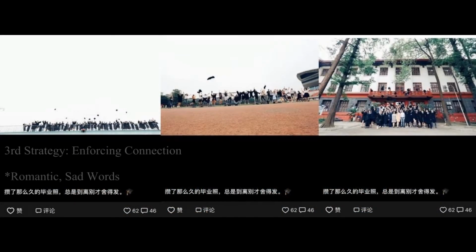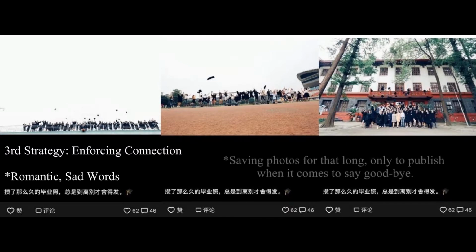Third strategy, enforcing connection. As shown in the pictures, I used some romantic sad words to explain these photos. Around graduation, this content successfully encouraged and enforced the connections between my university classmates. Also, this strategy can be used on my colleagues. Not only has the connection itself been revealed, but it also shows my active attitude and suggests a deep and helpful social network.